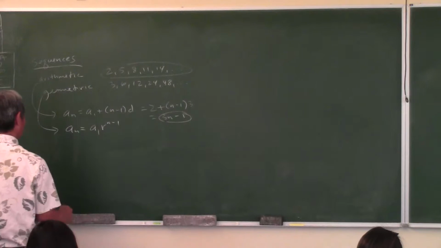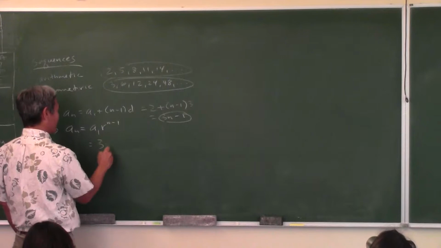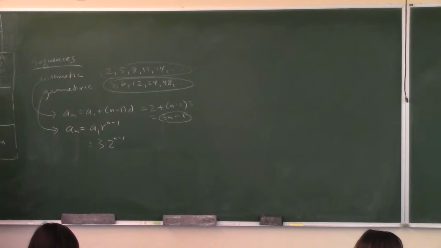Okay, now what about this one? Here's a geometric sequence. How do you write the explicit formula for that? a sub 1 is the first term times the common ratio, which is 2, to the n minus 1. It's easy to remember these formulas because they both have n minus 1 and a sub 1 in it.